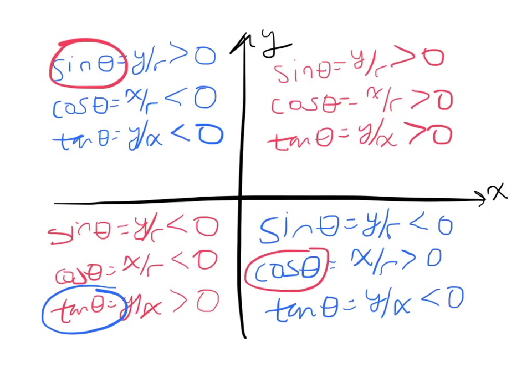Now let's go back around real quick. In the first quadrant, all of them were positive. In the second quadrant, only sine was positive. In the third quadrant, only tangent was positive, and in the fourth quadrant, only cosine was positive. And you might remember that you learned this mnemonic last year. You've got All Students Take Calculus, and that's going to help you remember which functions are positive in which quadrant.